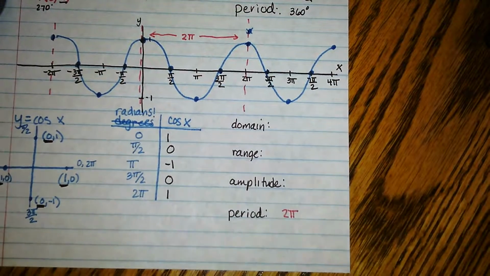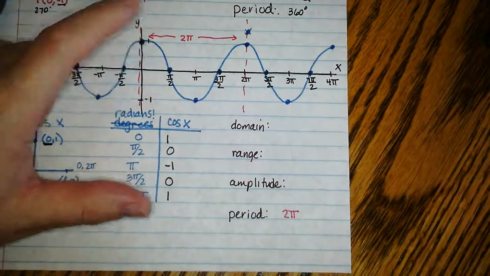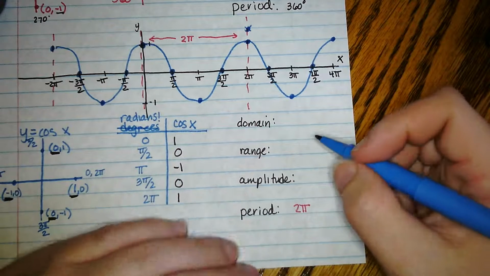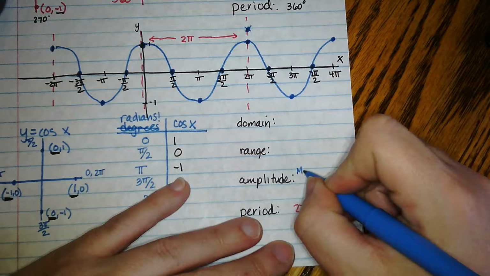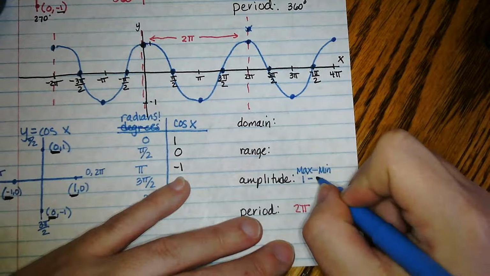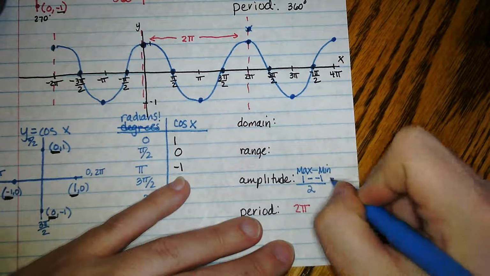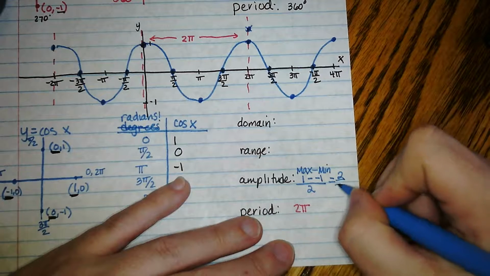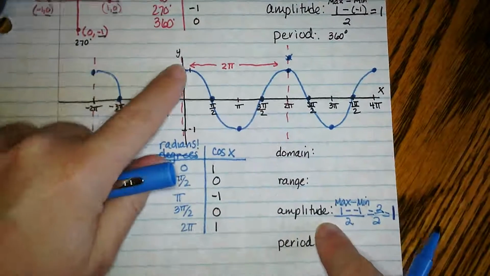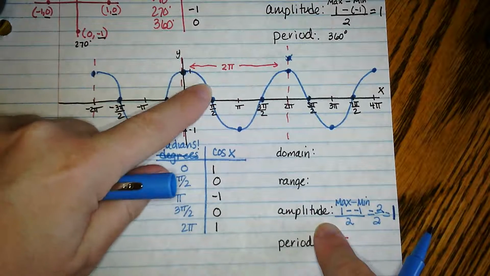The amplitude is your max minus your min divided by 2. Our max is 1. Our min is -1. And that's going to give us 2 over 2, which is 1 again. So our amplitude is 1. The distance from our first to second point is 1 unit.